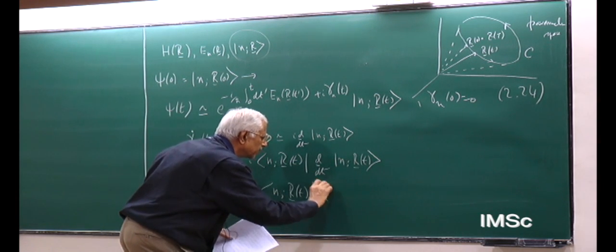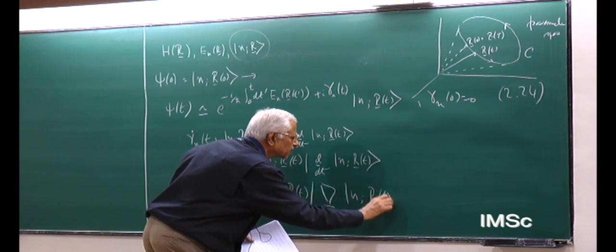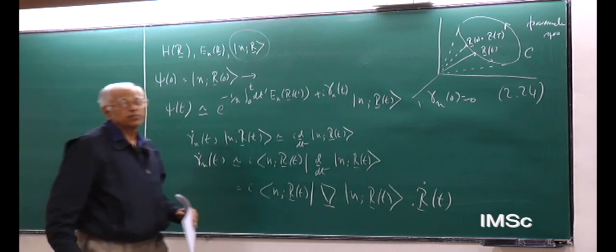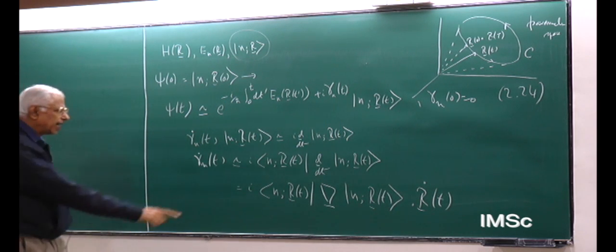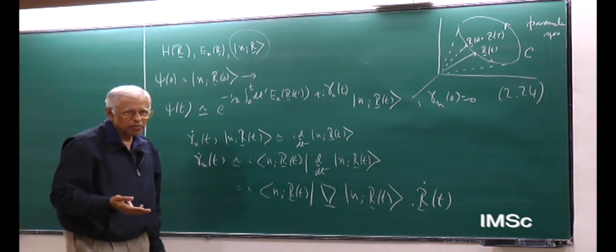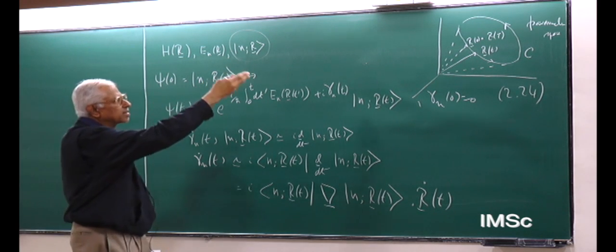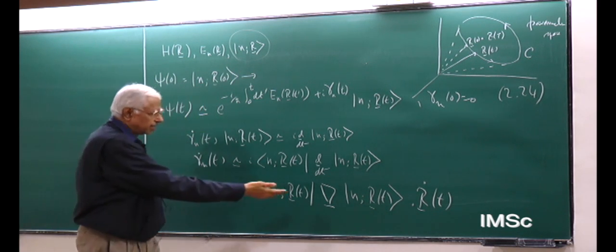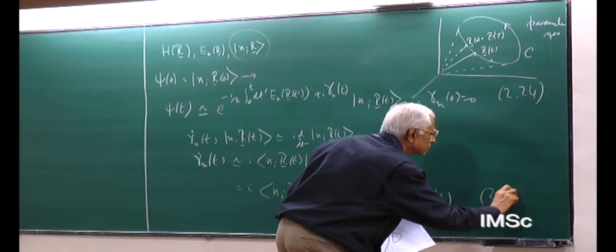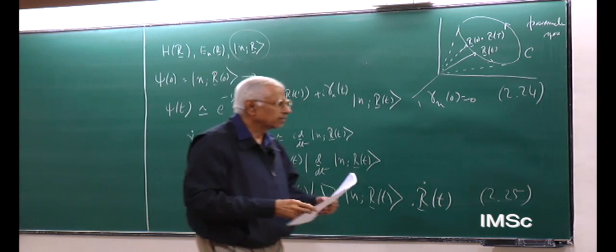d by dt of this can be written as the derivative with respect to the parameters times the time derivative of the parameters. Well, grad means the gradient with respect to the various components of the vector r. If r is a three-dimensional parameter space, this would be a three-dimensional gradient operation, etc. So this is essentially equation 225, which you will get fairly soon.